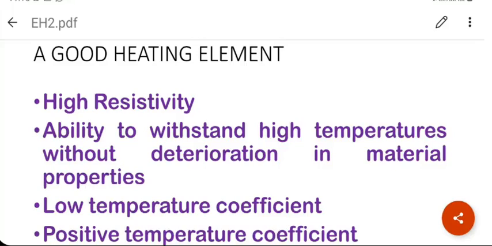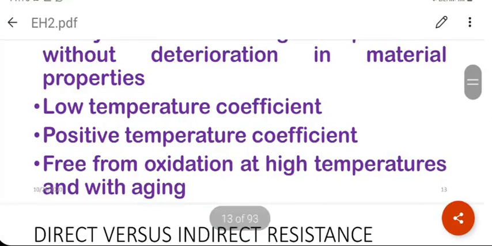Low temperature coefficient, the properties should not change much with temperature. Positive temperature coefficient, that means resistance should increase with temperature. I don't know whether it's essential to have it that way, but fine. Free from oxidation at high temperatures. It should not get oxidized at high temperatures, and with aging also, it should not get oxidized.